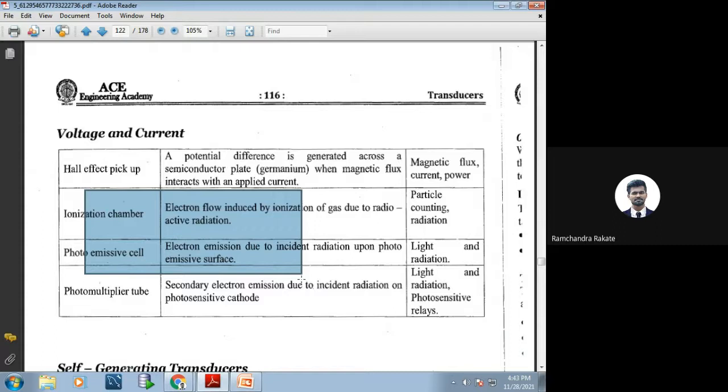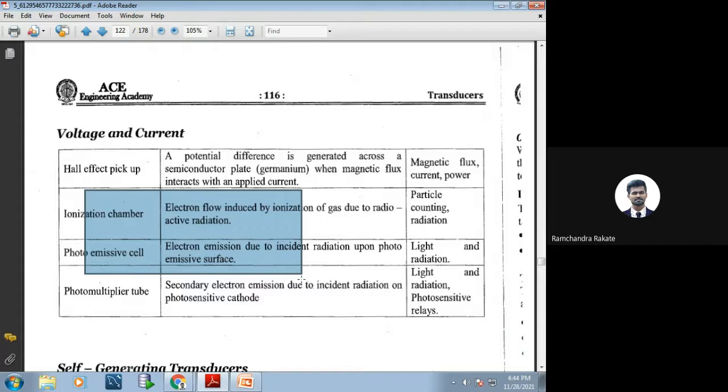First is primary and secondary transducer. When the input signal is directly sensed by the transducer and converted into the appropriate signal directly, such a transducer is called a primary transducer. For example, a thermistor, which is used for temperature measurement.